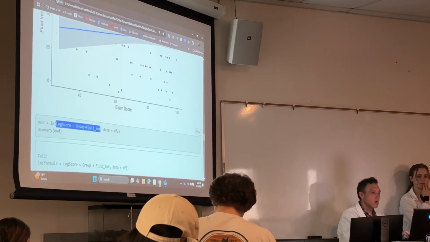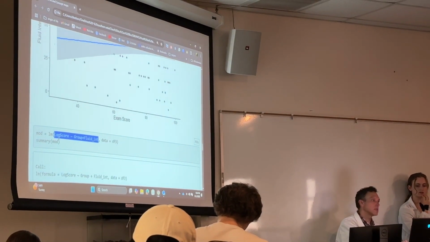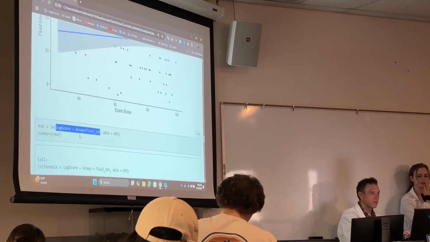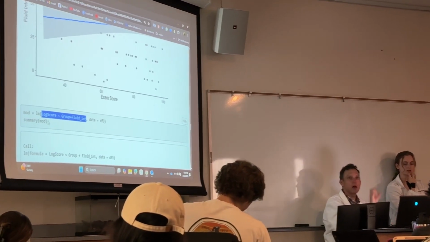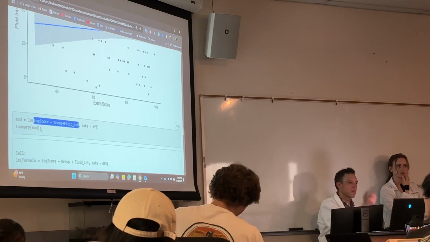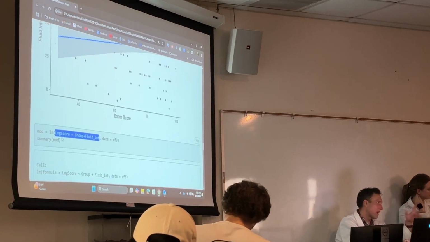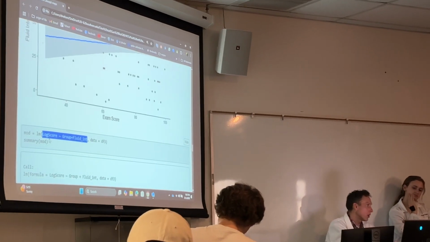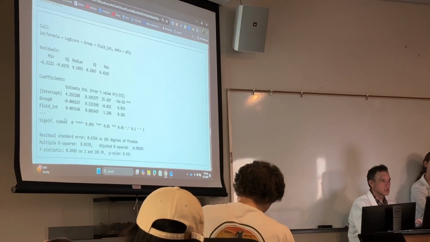Here's my equation. Does group or fluid intelligence predict my log score? Summary mod means give me the summary of my model. Mod just stands for model. Remember, DF stands for data frame. I'm just making shorthand so I don't have to type out data frame every time I want to call it. So here are my results.